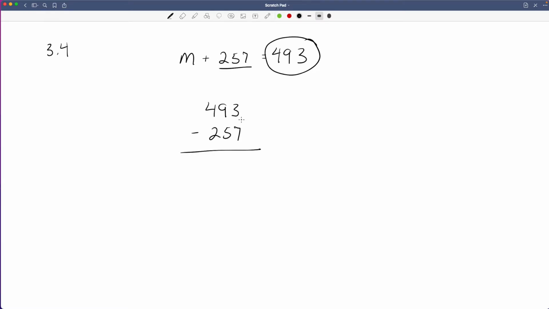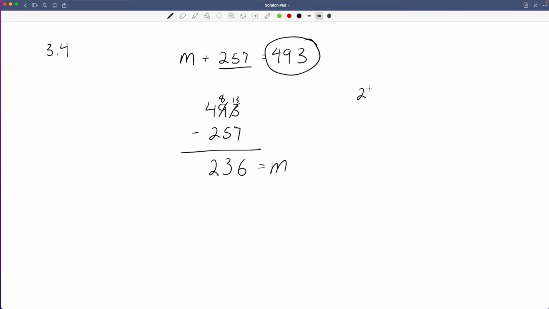So when we do the subtraction here, 493 minus 257, we find that we need to borrow, turn this into an 8, and this becomes a 13. 13 minus 7 is going to be 6. 8 minus 5 is going to be 3. And 4 minus 2 is going to be 2. So now we know the missing number, m, is 236, so we can check that.